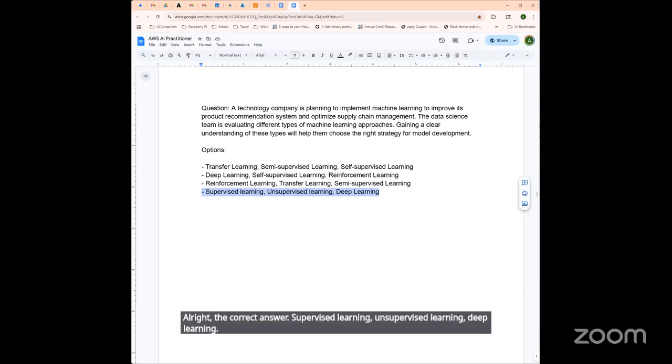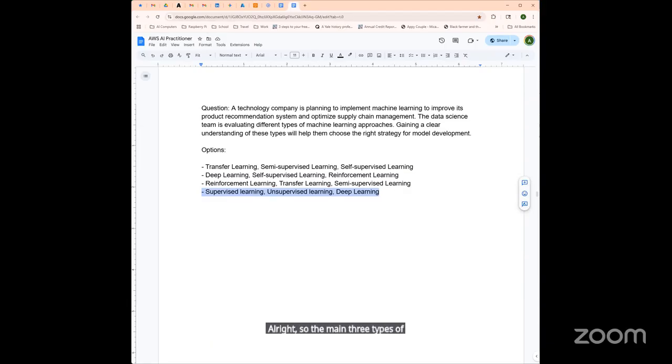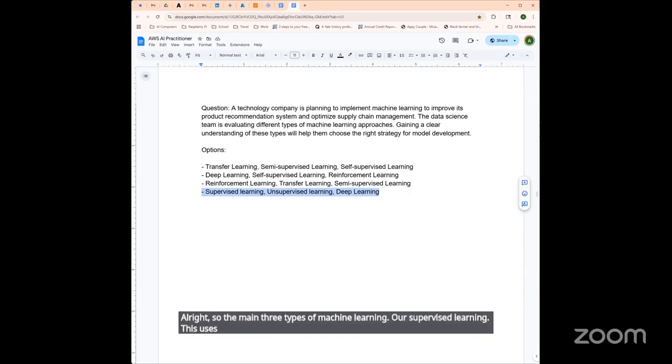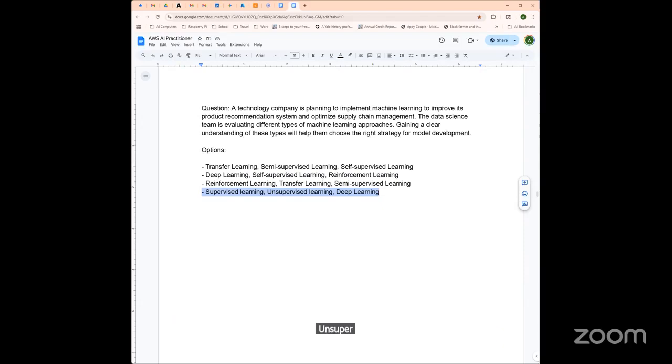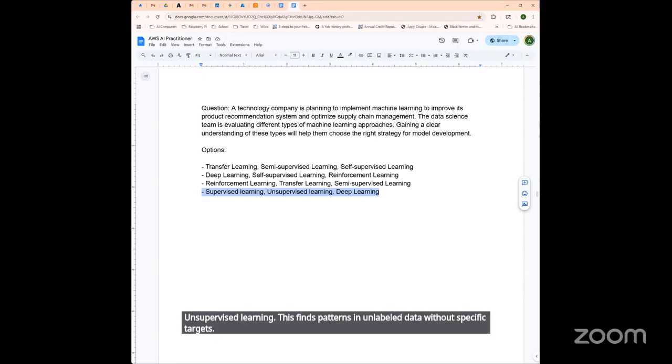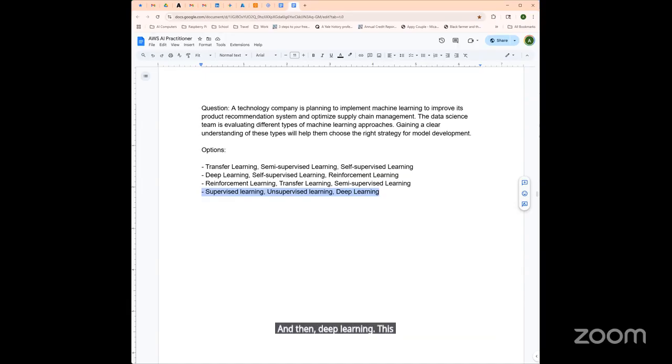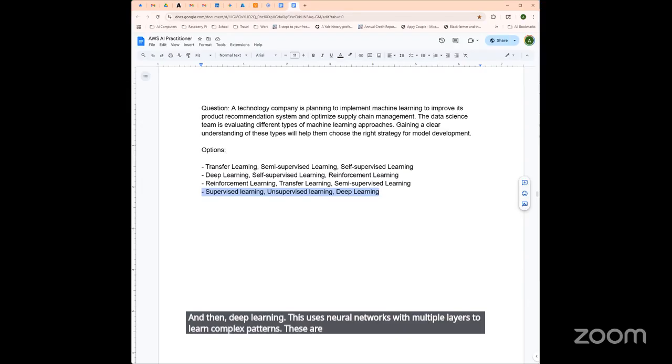So the main three types of machine learning are supervised learning, which uses labeled data to train models for prediction and classification. Unsupervised learning, which finds patterns in unlabeled data without specific targets. And then deep learning, which uses neural networks with multiple layers to learn complex patterns. These are the three fundamental categories that encompass most machine learning approaches.